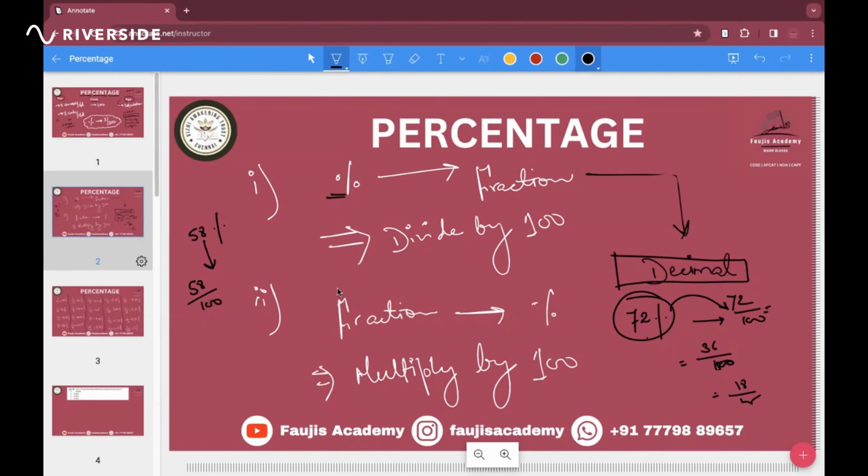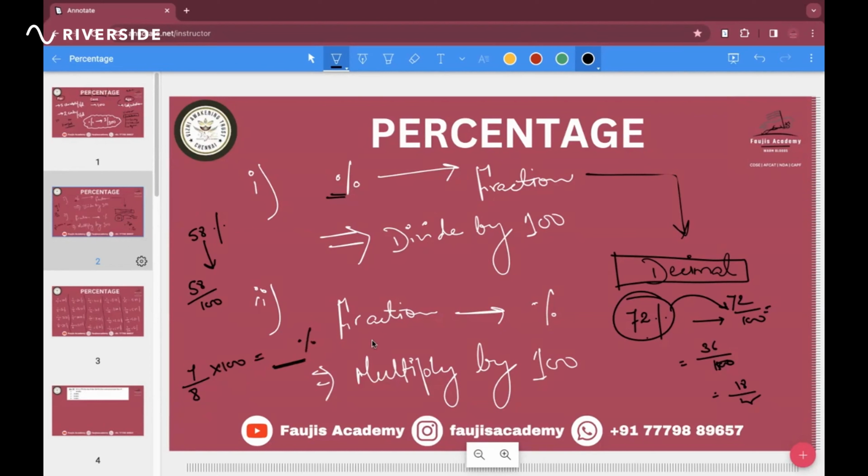Similarly, good. Let's take some random fraction. Let's take 7 by 8. If we have to convert this fraction into a percentage, what will we do? We'll multiply it by 100. Right? So whatever the calculation is, you do it on your own end and find it out. That much is the percentage.